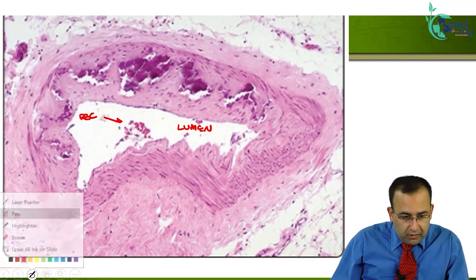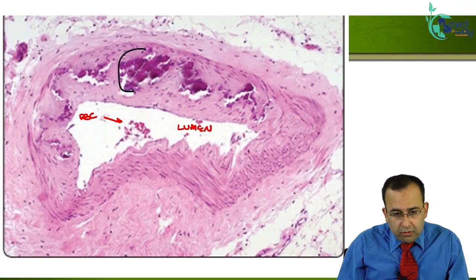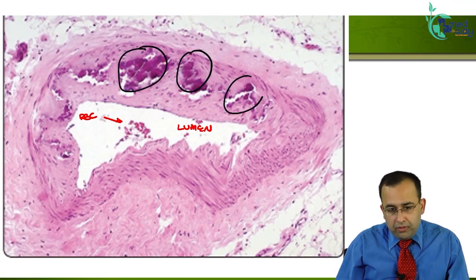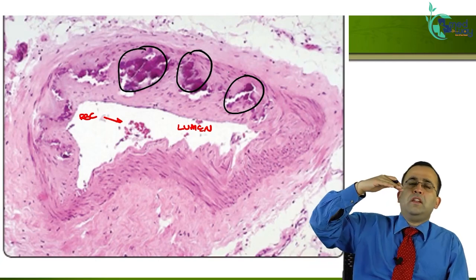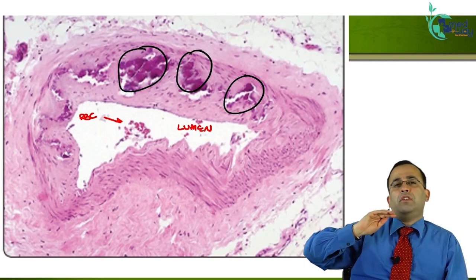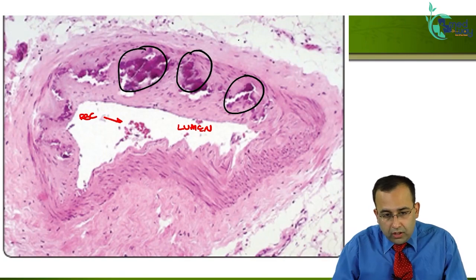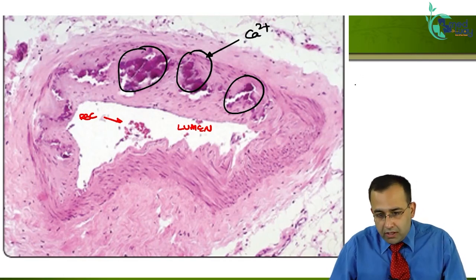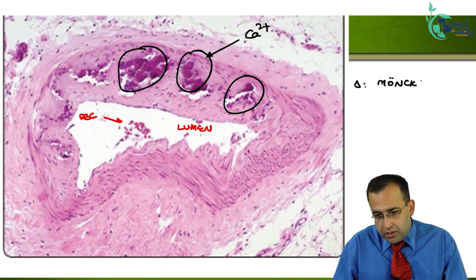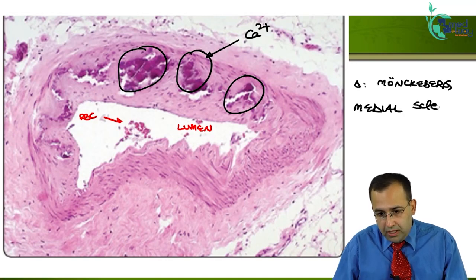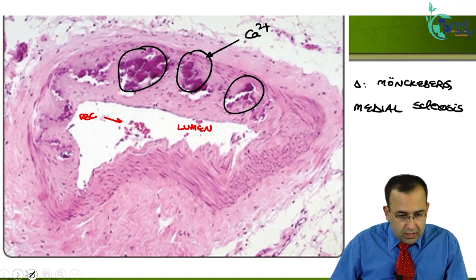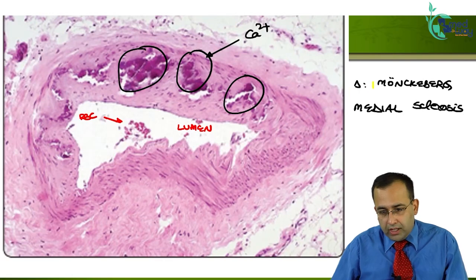इस blood vessel में where is the problem? This is the problematic area. Something is getting deposited in the muscle layer, in tunica media of the vessel wall. So diagnosis, calcification in tunica media of the vessel wall, called Monckeberg medial sclerosis, which is a type of dystrophic calcification.